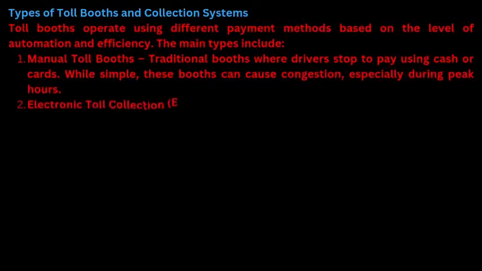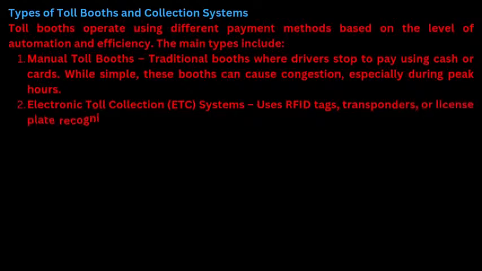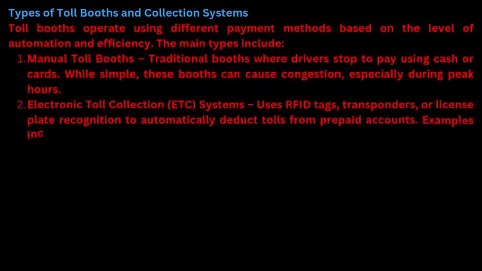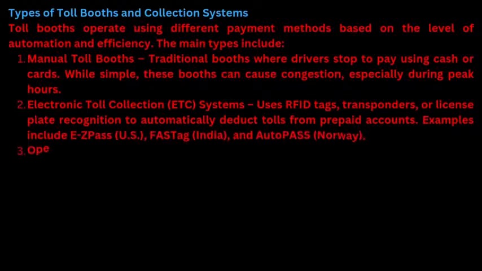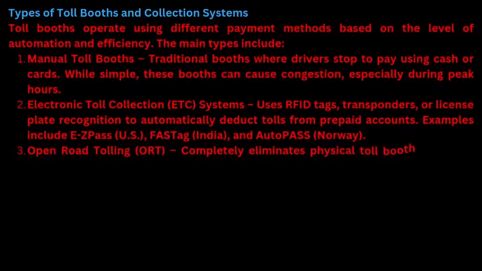2. Electronic toll collection (ETC) systems, uses RFID tags, transponders, or license plate recognition to automatically deduct tolls from prepaid accounts. Examples include E-ZPass (US), FASTag (India), and AutoPASS (Norway). 3. Open road tolling, ORT.